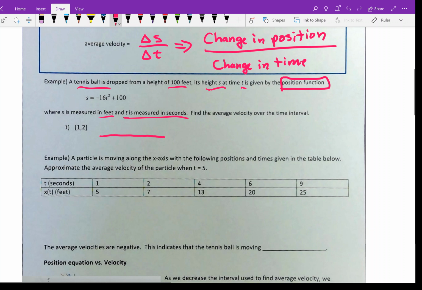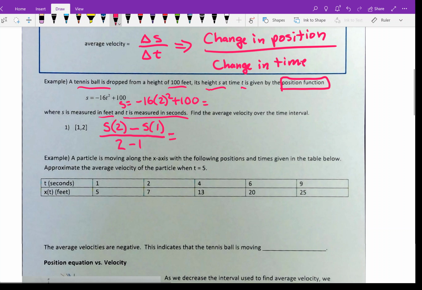We're going to start with the 2. So we're going to take s of 2. I'm sorry that my s's look like 5s. We're going to plug 2 into the position function, and then subtract s of 1, which means I plug 1 into the position function, and it's going to give me some value. On the bottom, I put the 2 minus 1. On the top, if I plug 2 into the equation, let me write that out here: negative 16 times 2 squared plus 100.